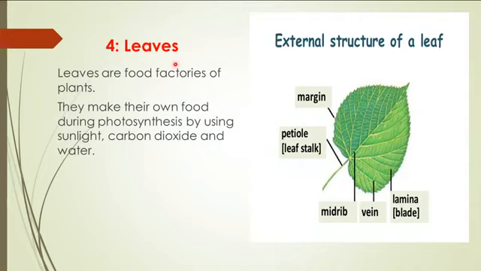Leaves are the fourth organ we are going to discuss today. Leaves are food factories of plants. They make their own food during photosynthesis by using sunlight, carbon dioxide, and water. This is the external structure of a leaf, where you can see small veins passing through the leaves, providing skeleton support to the leaves.